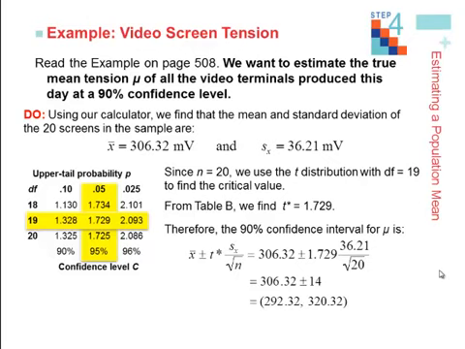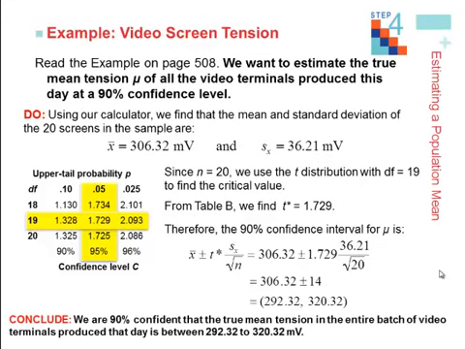The C in PANIC stands for conclusion and context. We are 90% confident that the true mean tension in the entire batch of video terminals produced that day is between 292.32 and 320.32 millivolts.